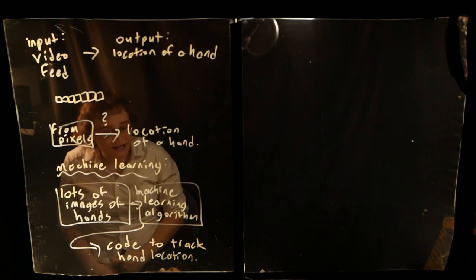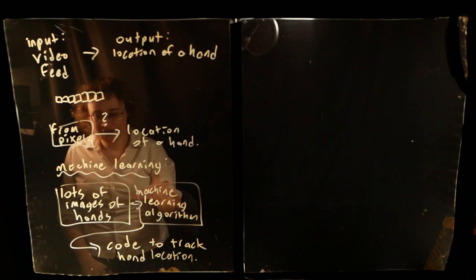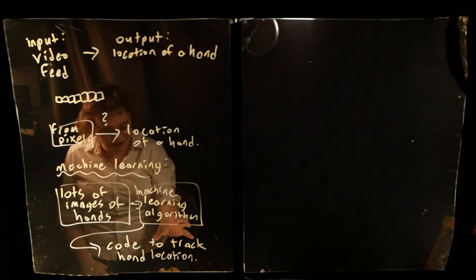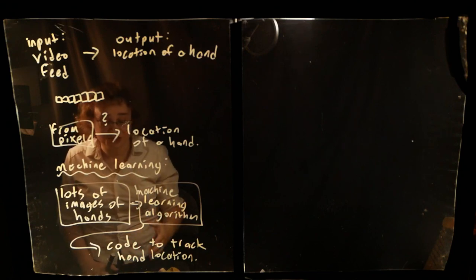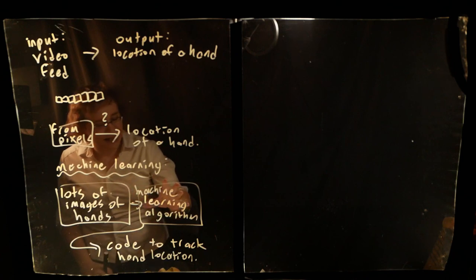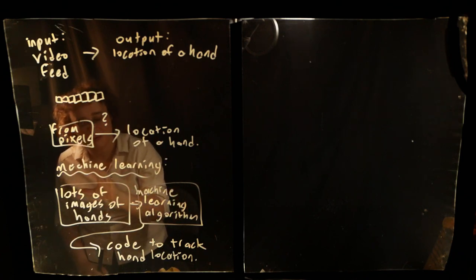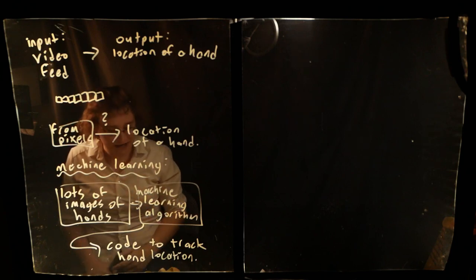Ultimately, what we are doing here is we are using code to create code. We do not know how to create this particular set of code to track the location of a hand. So instead, we have a machine vision algorithm that's going to look at a whole bunch of pictures and track the location of a hand.